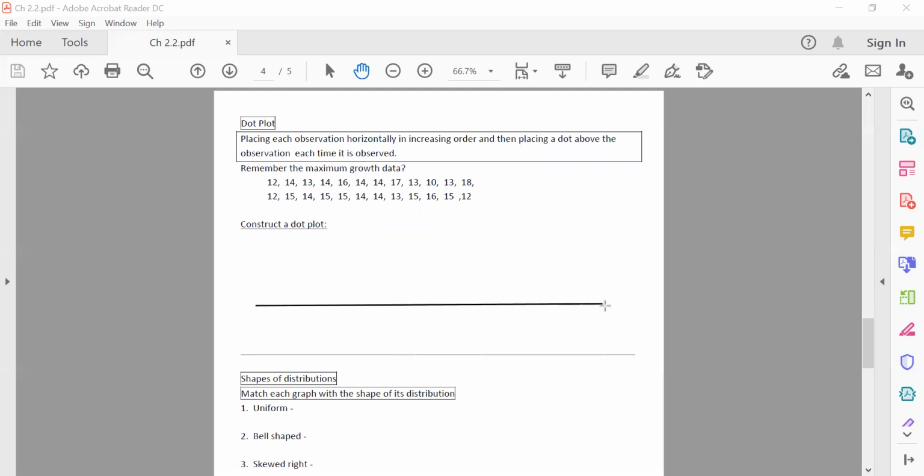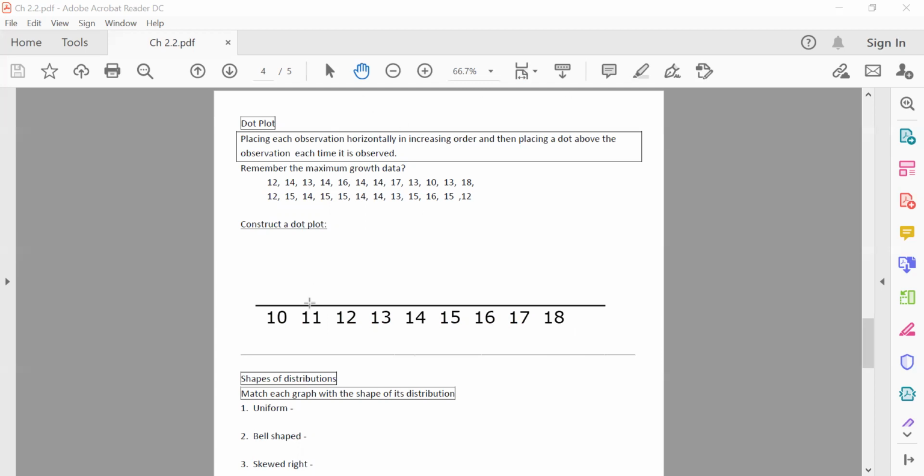We're going to create a horizontal axis. Along the horizontal axis, we're going to put each of the possible values up there. So it looks like the values range from as low as 10 up to 18. So along that axis, we're going to do 10, 11, and I'll fix this. We can put them along the horizontal axis. And then for as many times as that specific value shows up, we're going to put a dot above it.